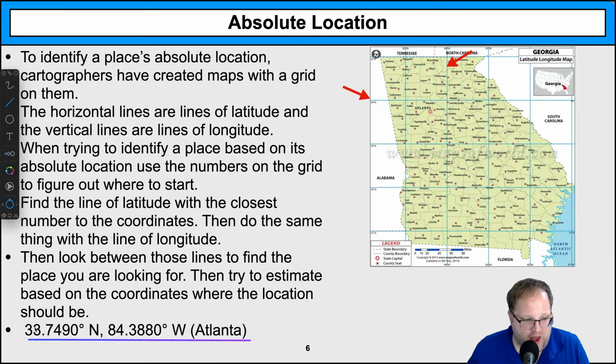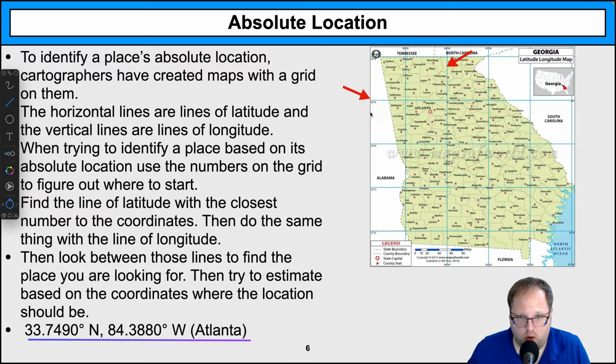And we know that this number right here is our latitude, 33.749. So if I was going to try to find the city of Atlanta using those coordinates, I would start with the latitude. Now, every map that has lines of latitude and longitude on it is going to have numbers telling us where we're at on the map. So if Atlanta is at 33.749, I would start at 34 degrees north.